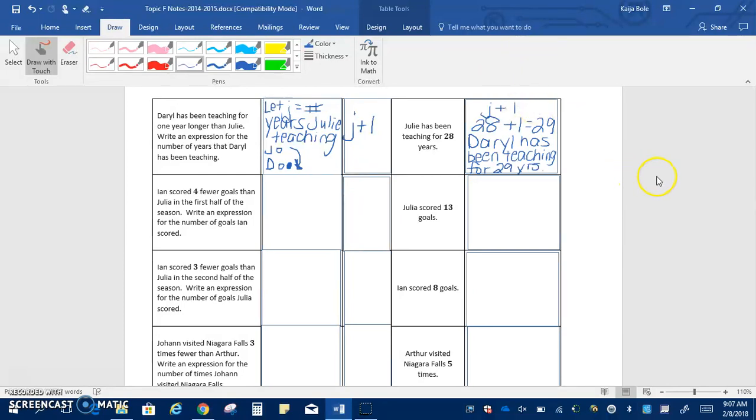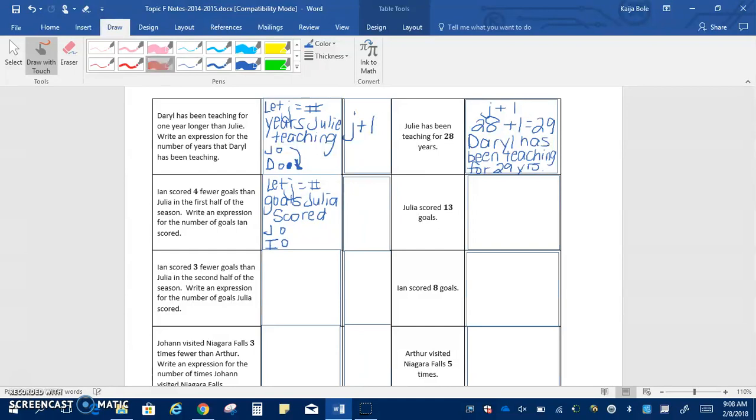Alright. The next one, Ian scored 4 fewer goals than Julia in the first half of the season. Write an expression for the number of goals Ian scored. So we're looking for Ian, so that means we're going to use a J for Julia. So let J equal number of goals Julia scored. And then we put in our letters for our pictures. So we have a J for Julia and an I for Ian. They each get 1 to start with.